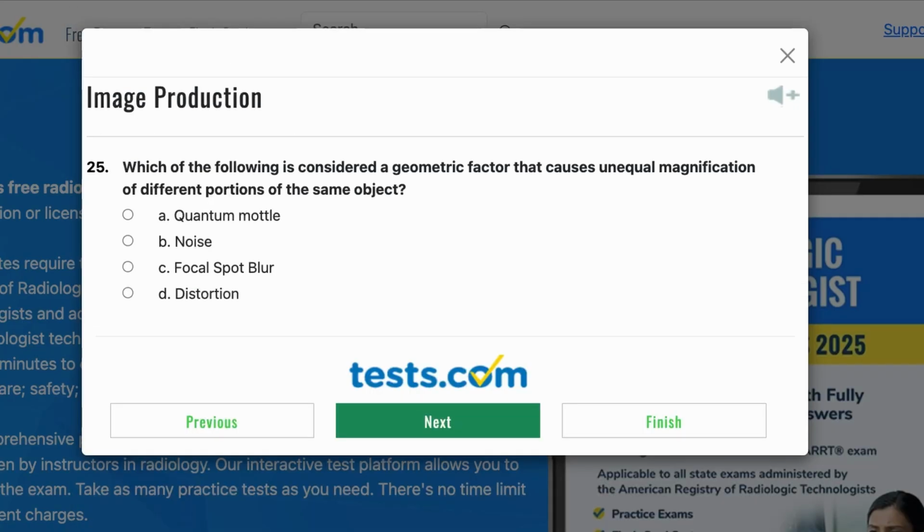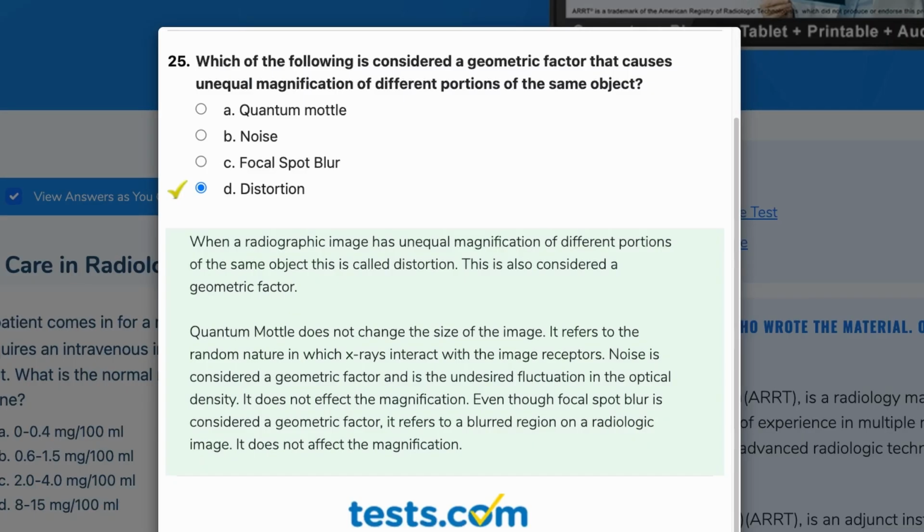Image production. Question 25. Which of the following is considered a geometric factor that causes unequal magnification of different portions of the same object? A. Quantum model, B. Noise, C. Focal spot blur, D. Distortion. D. Distortion. When a radiographic image has unequal magnification of different portions of the same object, this is called distortion.